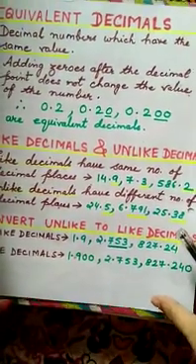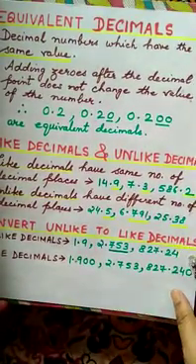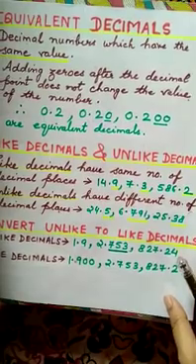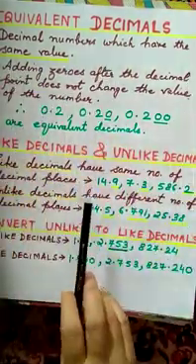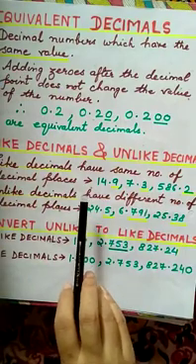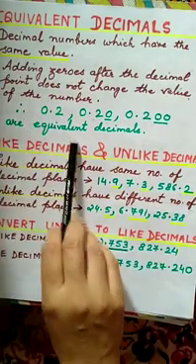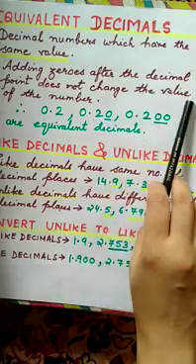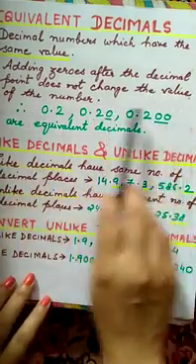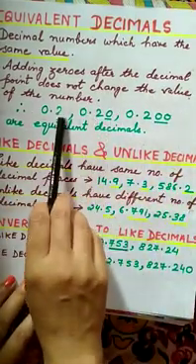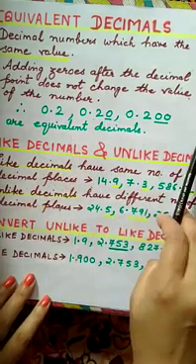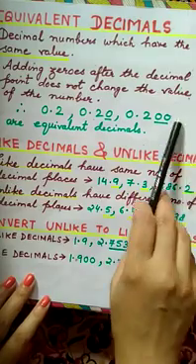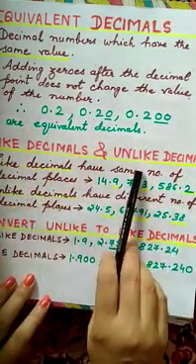Next we have equivalent decimals. Now what do you mean by equivalent decimals? Decimal numbers which have the same value. We have to remember that adding zeros after the decimal point does not change the value of the number. So at the end, after the decimal point, we may add as many zeros as we like. That won't change the value of the number.